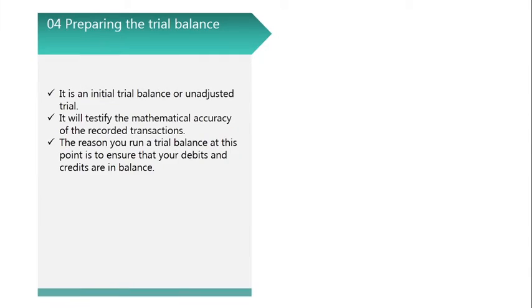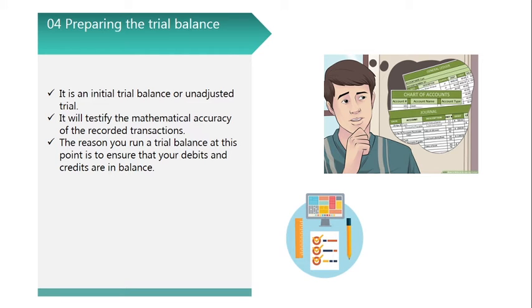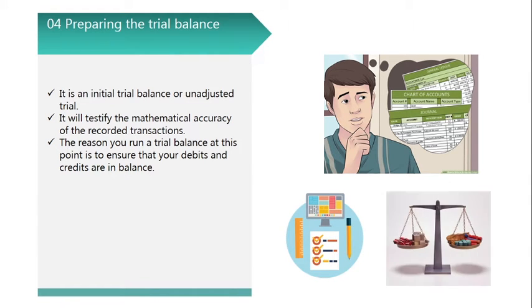After this step, this is step number 4, preparing the trial balance. It is an initial trial balance or an adjusted trial balance. It will test the mathematical accuracy of the recorded transactions. The reason you run a trial balance at this point is to ensure that your debits and credits are in balance.